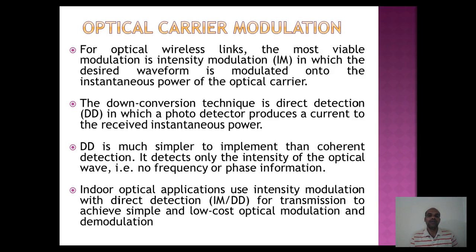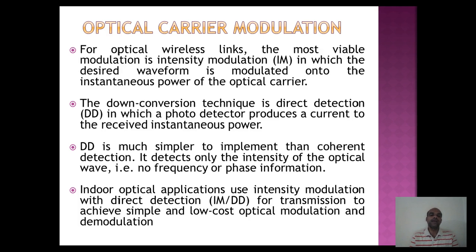So for these optical wireless links, the most reliable modulation technique is called intensity modulation, in which the desired waveform is modulated into the instantaneous power of the optical carrier. So the up conversion is intensity modulation and the down conversion technique is direct detection, which will use the photo detector to receive the data.